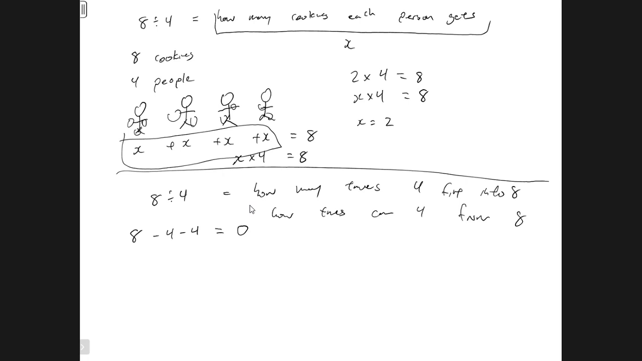If x was bigger than 2, let's say x was 3, 3 times 4 is equal to 12. So if I had 4 people and each person gets 3 cookies, then I would need 12 cookies, which means that x cannot be bigger than 2, because they would all require more cookies. What if x was smaller than 2? Let's say x was 1. Well, 1 times 4 is equal to 4. So x cannot be smaller than 2 either, because they would have less than 8. They would require fewer cookies.